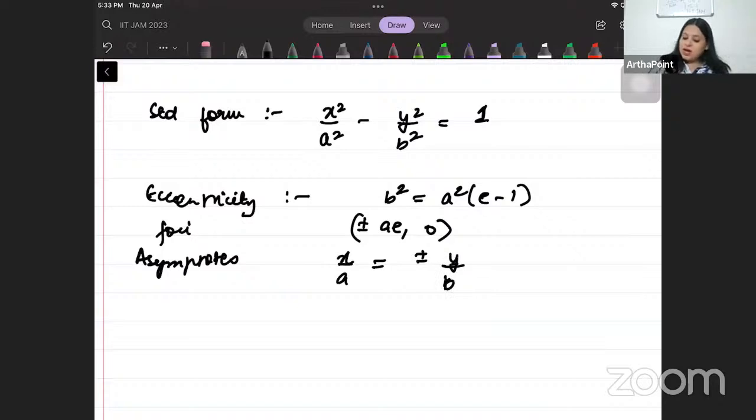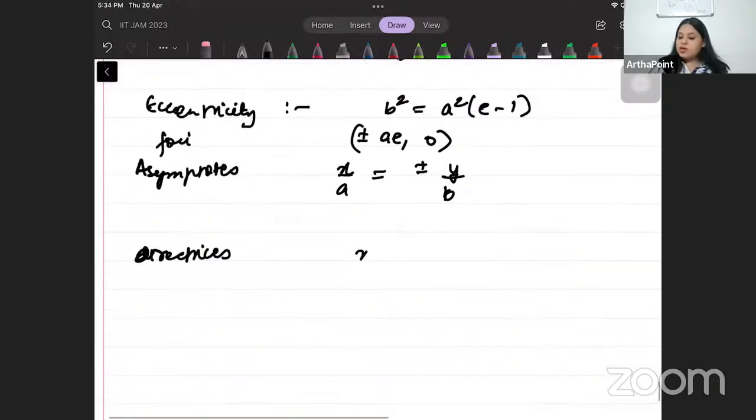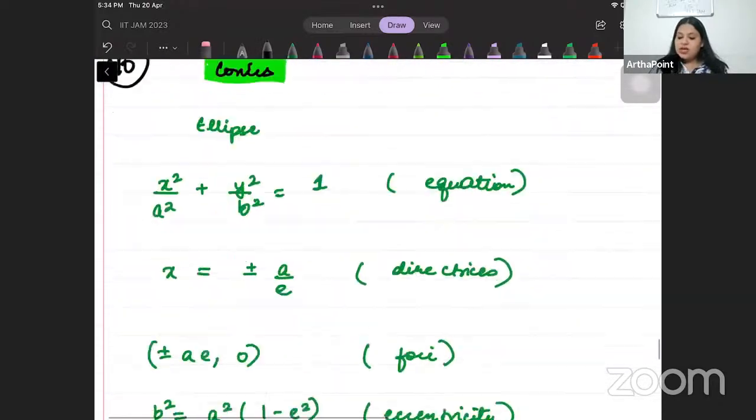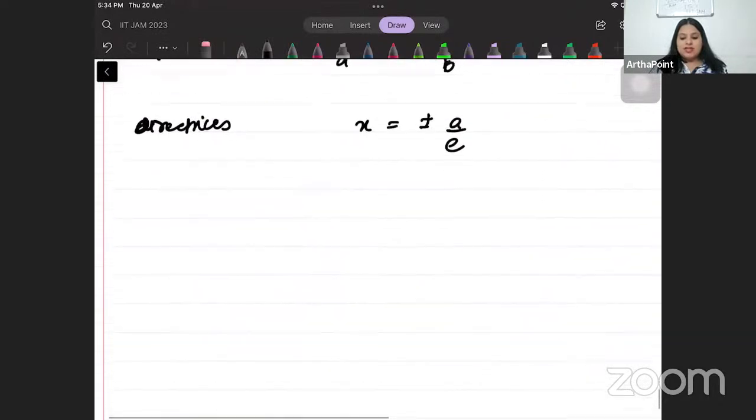Have I missed anything? The directrices are x is equal to plus minus a by e. These are the directrices. So these formulas in maths are very, very important. You have to go through these formulas. That is all the conic information for you, okay?